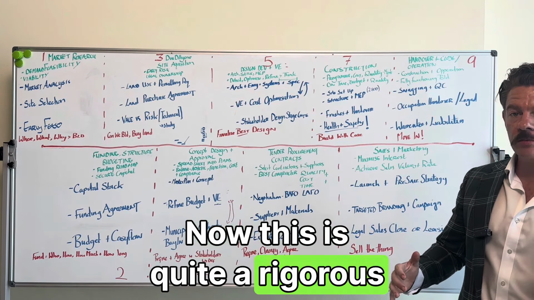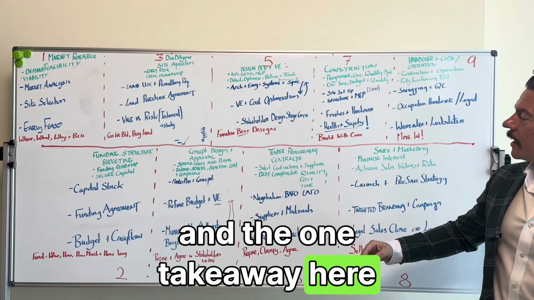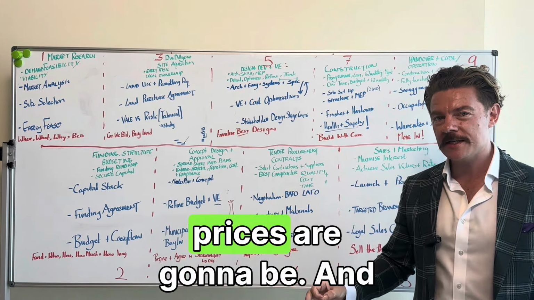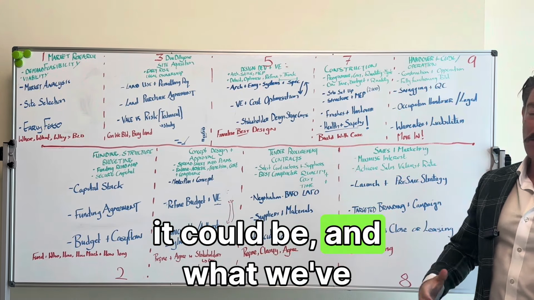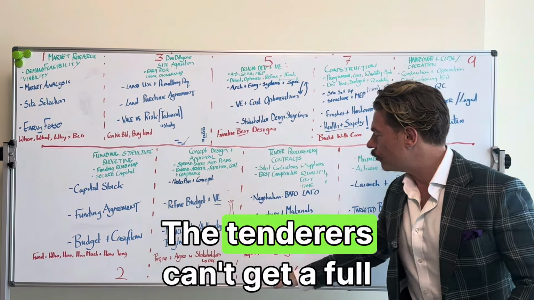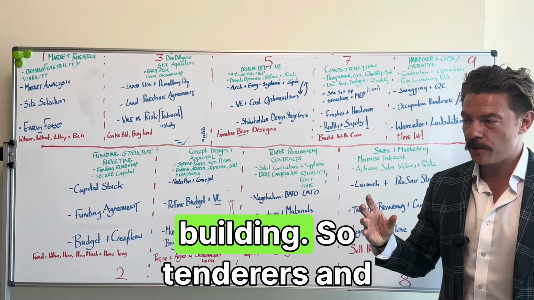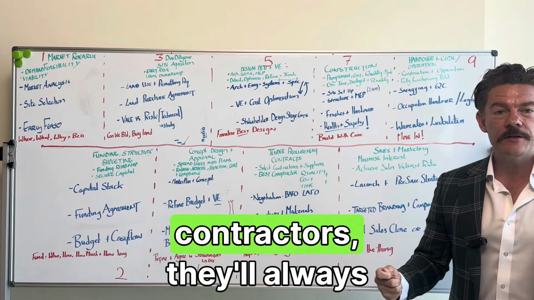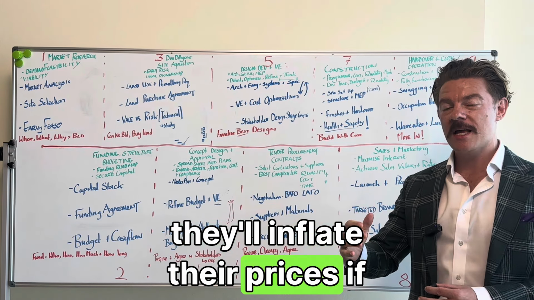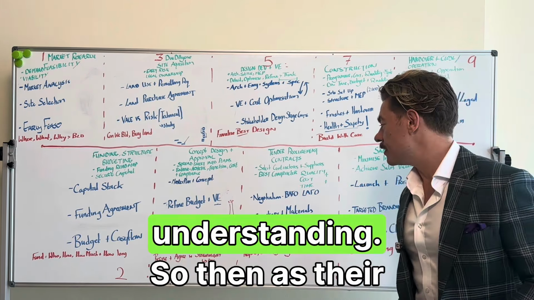Now, this is quite a rigorous process. And the one takeaway here is the more detail that you can give the contractors, the more accurate your prices are going to be. And what we've seen time and time again is people rush the design out the door. The tenderers can't get a full picture of what they're building. So tenderers and contractors, they will always price in the uncertainty. They will inflate their prices if they can't get that granular understanding.